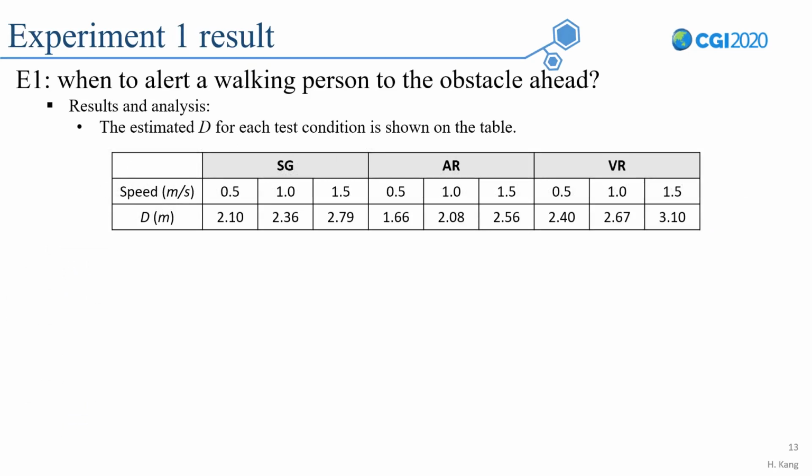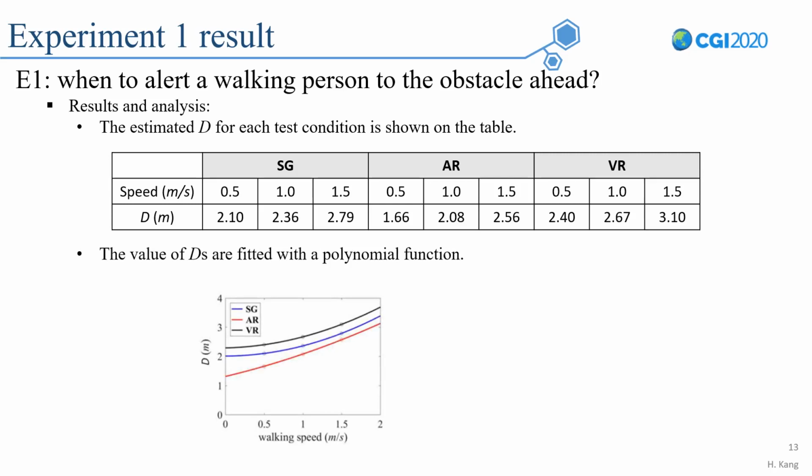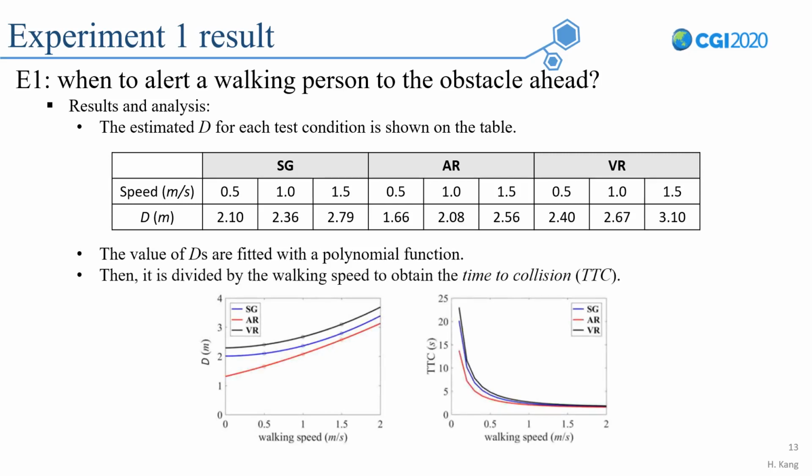The values of D shown on the table are fitted with the polynomial function. We subsequently divided it by the walking speed to obtain the time to collision, TTC. TTC refers to the time required for a person to collide with the obstacle when the current speed is kept.